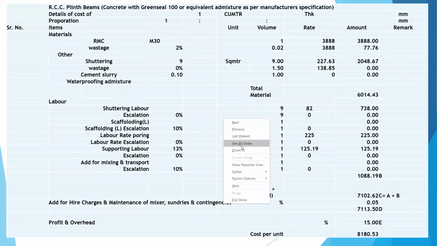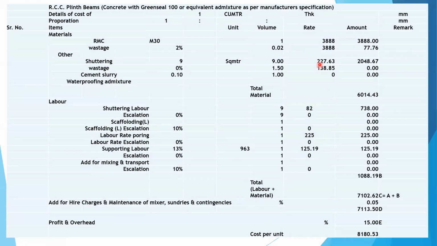Now let us talk about the plinth beams. RMC 1 cubic meter at the rate of 3,888 will be 3,888 rupees. Wastage 2% will be 77.76. Shuttering 9 square meter at the rate of 227.63 will be 2048. So the total material cost will be 6014.